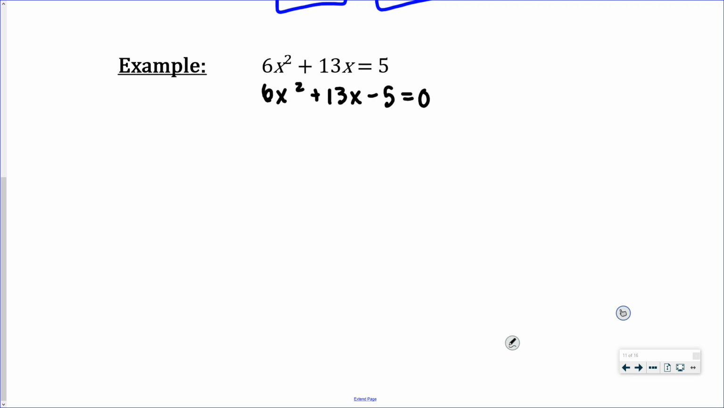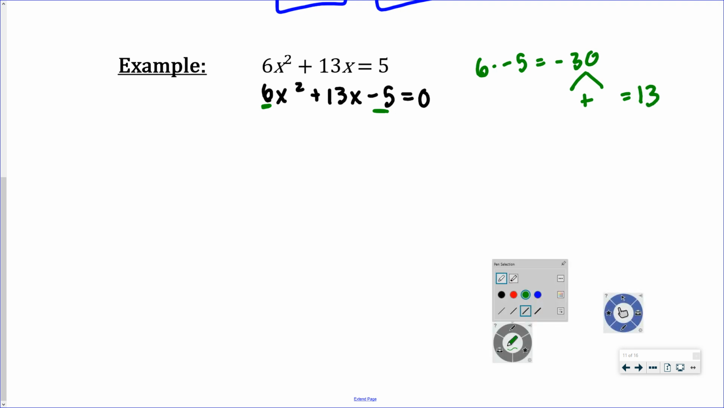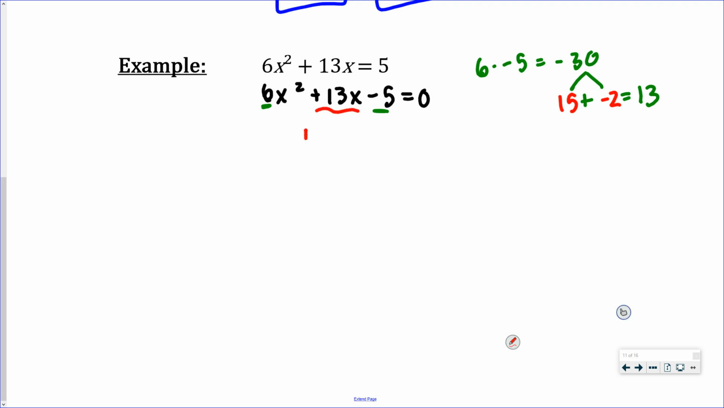How many terms do I have? 3. With the number in front. AC method. 6 times negative 5 is negative 30. So I need 2 numbers that multiply to negative 30, but add to 13. Thanks, Brayden. 15 and negative 2. So I'm going to split up 13x as 15x minus 2x.